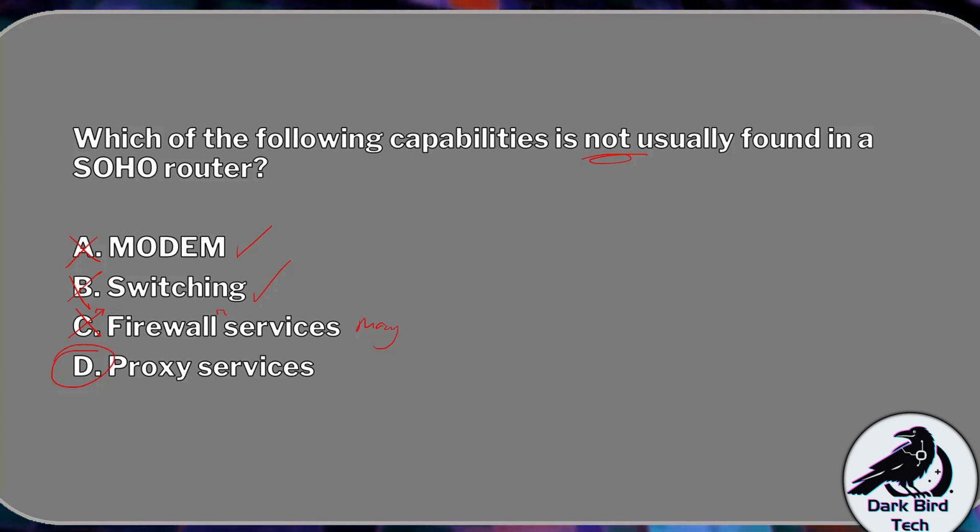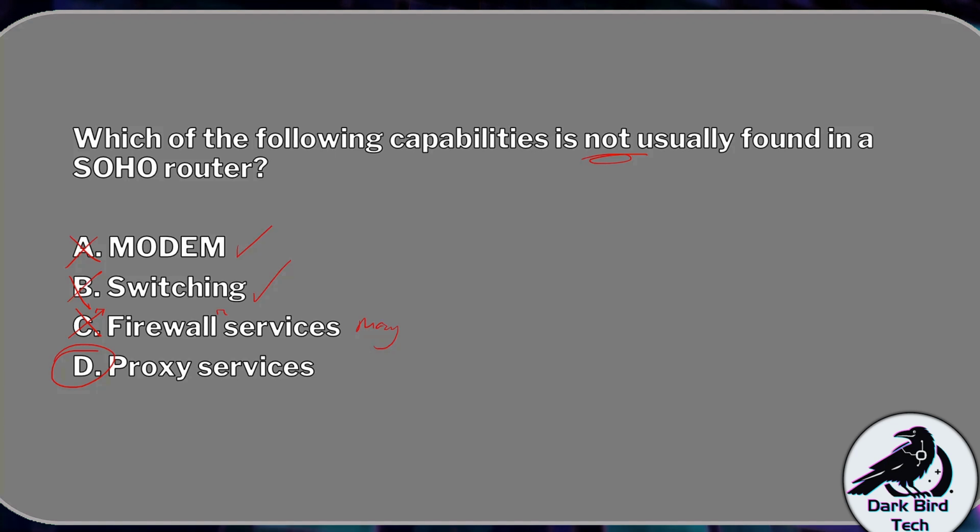So that leaves us with proxy services. And yeah, that does make sense. A proxy is normally a server on the network that you make a request to go onto the internet and get some content. The proxy server then goes and gets the content for you, checks it, and releases it back to you if everything is fine.